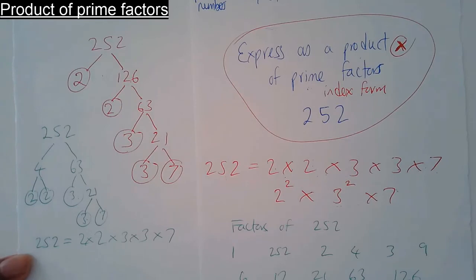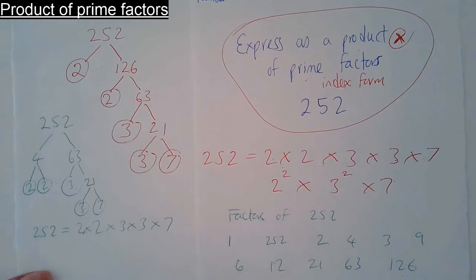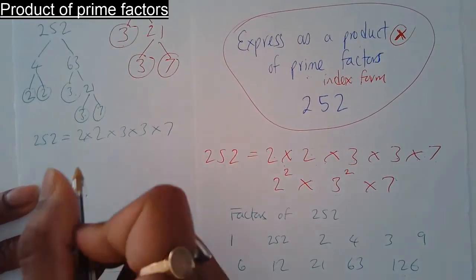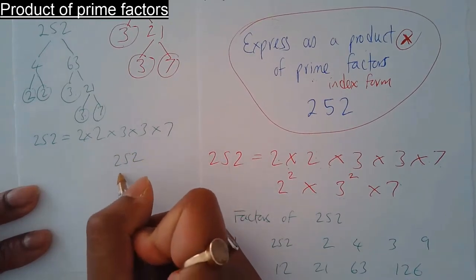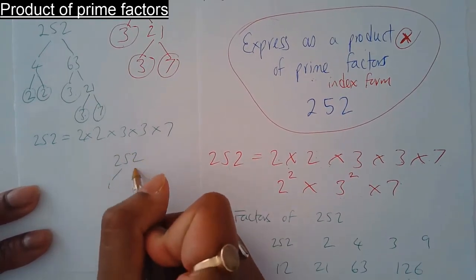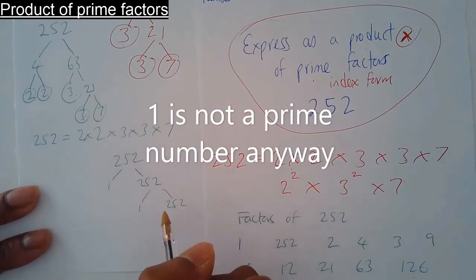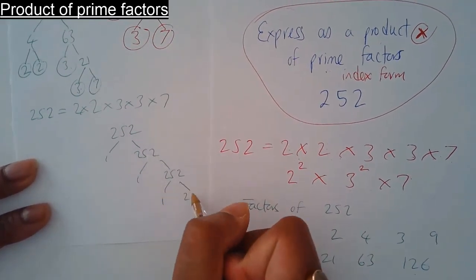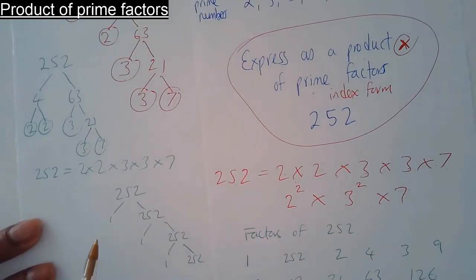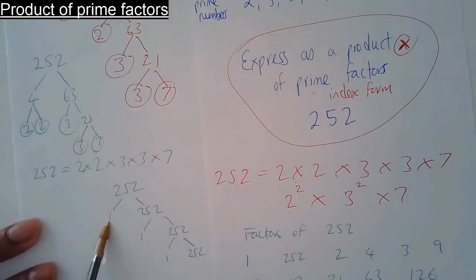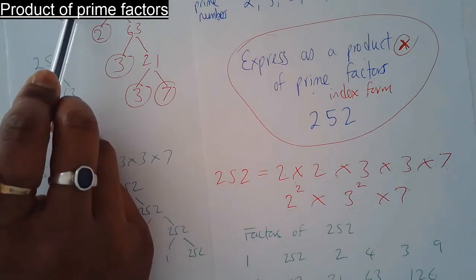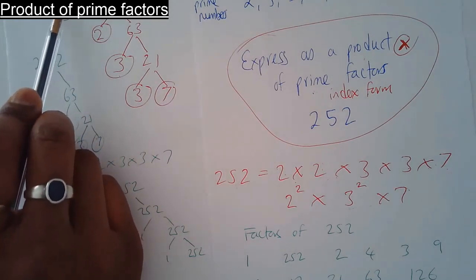One thing you shouldn't do is this. Let's say you got 252 and you want to break it down, and you say, well, 1 times 252 is 252, and then 1 times 252 is 252. That's going to just carry on forever and ever. So never use 1. Do not use 1 when you're breaking a number down into product of prime factors.